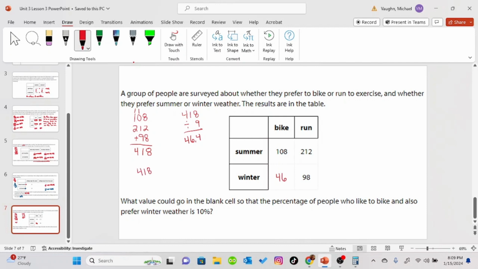So now if we wanted to check, the 418 we already had, plus the 46 we just added. 8 plus 6 is 14, carry the 1. 1 plus 1 is 2. 2 plus 4 is 6. Bring down the 4. We have 464 total people now. And if you multiply that by 10%, you get 46.4, which rounds down to 46. So this is one way that you could solve this problem.